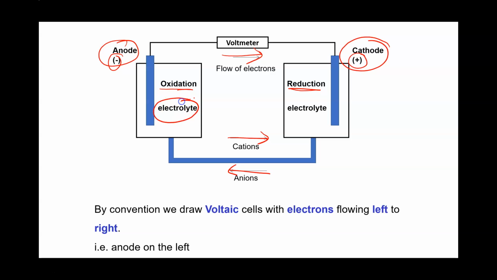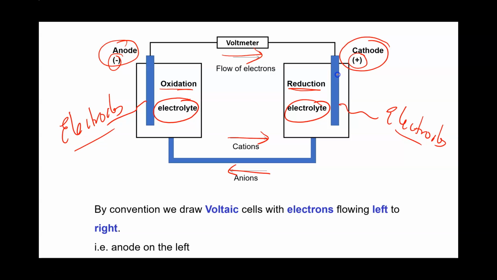The solution that contains the reactants in each cell compartment is referred to as the electrolyte. These guys here are called electrodes. And electrons flow out of the cathode, and electrons move through the anode into the external circuit.